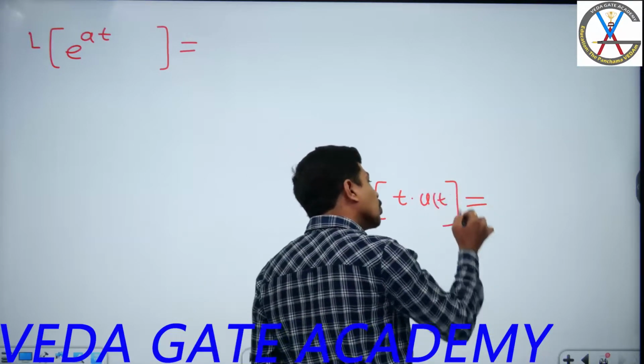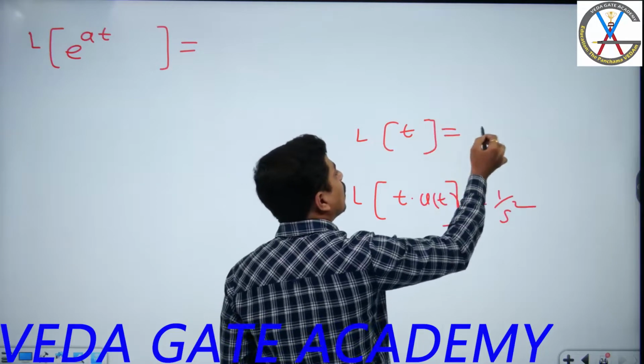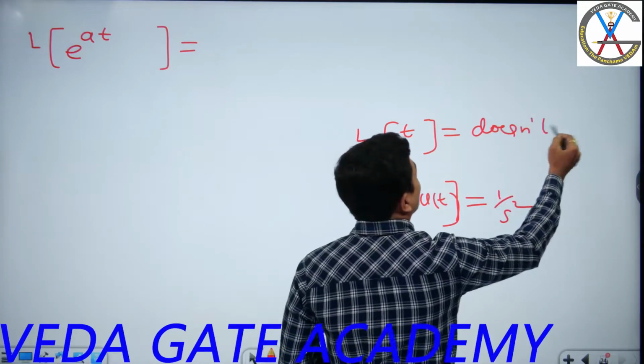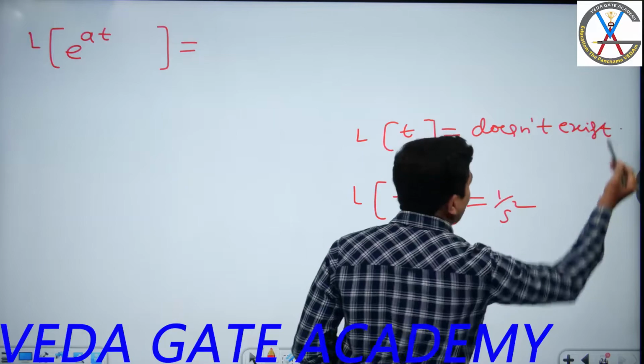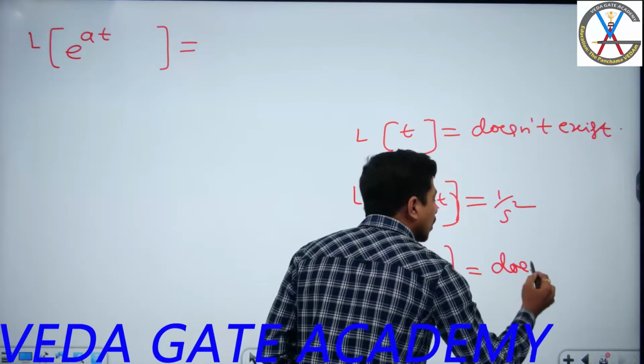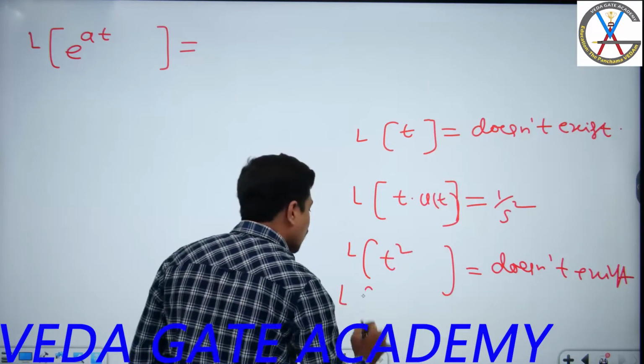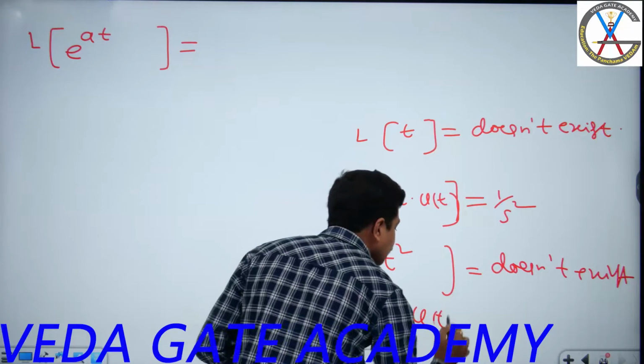Laplace transform of t into u of t is 1 by s square. Laplace transform of t does not exist. Okay, what is the Laplace transform of t square? This also does not exist. What is the Laplace transform of t square into u of t?